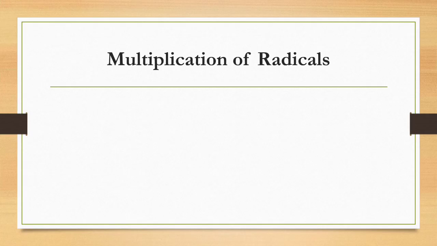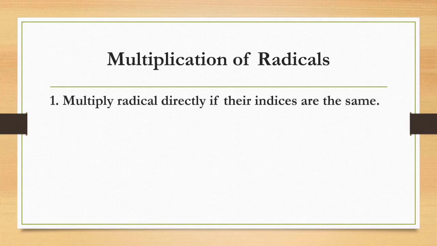Now, how about multiplication of radicals? So, we have here three conditions. Number 1, multiply radicals directly if their indices are the same.